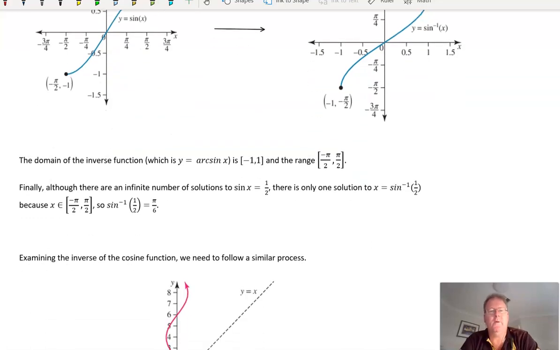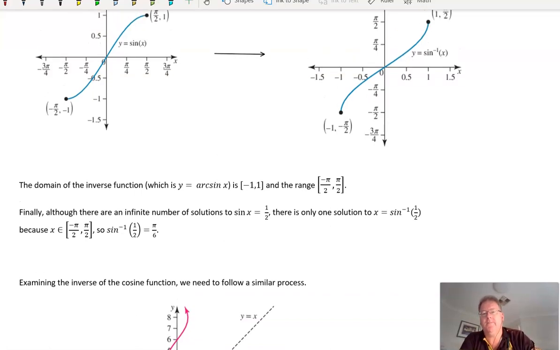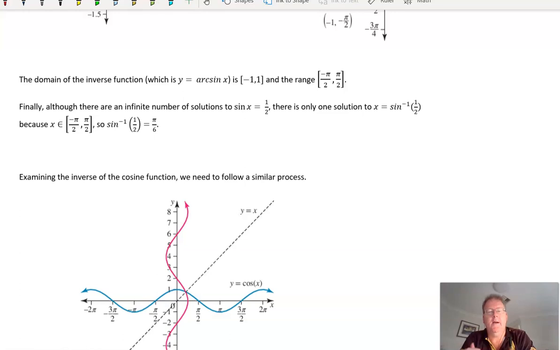Okay, so what we did is a summary. The domain of the inverse function, y equals arc sine x, is negative 1 to 1, and the range is minus pi on 2 to pi on 2. A couple of quick things. There are an infinite number of solutions to sine x equals a half, because we discussed it earlier, we haven't limited the domain. However, when we're talking about the inverse function, x equals sine to the minus 1 of 1/2 has one solution because of the limited domain.